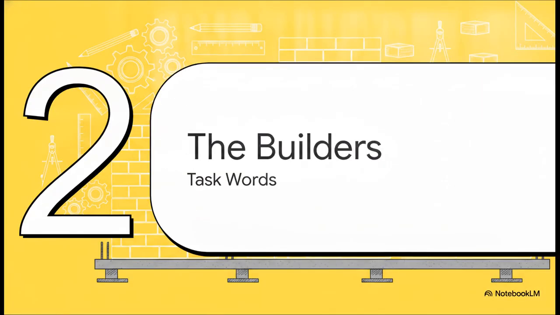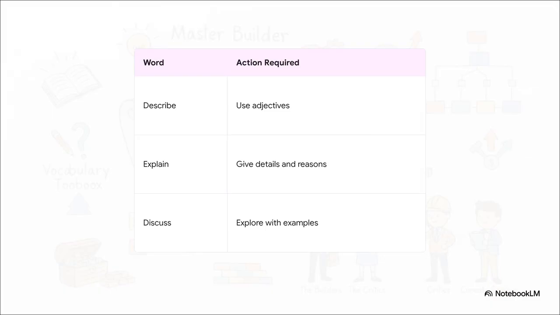Moving on to Section 2, let's talk about the builders, your task words. Think of these as your structural verbs. When you see a word like describe, you need to use adjectives so the reader can vividly visualize the concept. When you see explain, your job is to clarify it with specific details and reasons. And when you see discuss, it's kind of like sharing knowledge with someone else. You must explore different perspectives using details and examples.